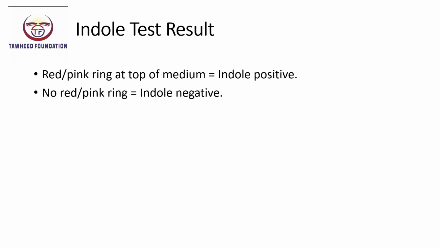So, result and interpretation. Positive: formation of a red or pink ring on the broth surface after adding Kovac's reagent, or blue-green color on filter paper in the spot test, indicates the presence of indole. Indole-positive bacteria include E. coli, Proteus, and Morganella. Negative: no color change, or a yellow or oily layer without a pink ring, indicates absence of indole production. Examples are Klebsiella pneumoniae or Enterobacter species.